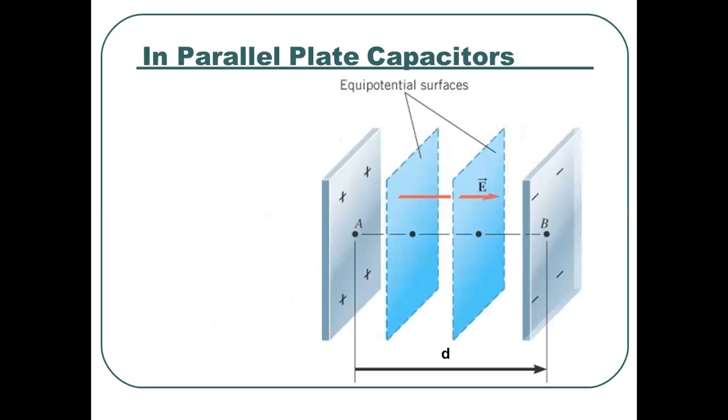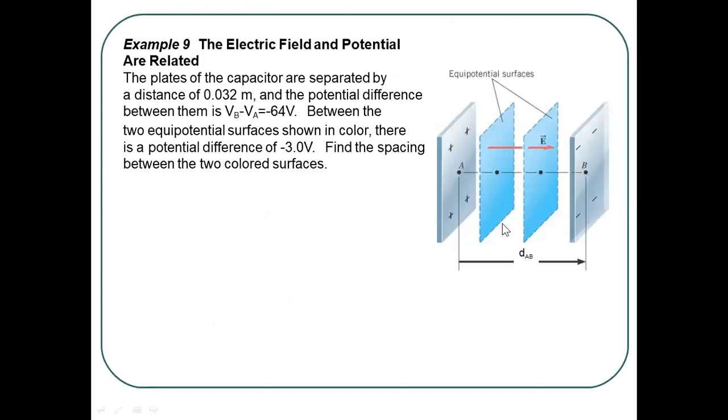Okay, so we have your electric potential in parallel plate capacitors. The average electric field would be equal to your negative voltage all over the distance between the plates. Okay. The electric field and potential are related. The plates of the capacitor are separated by a distance of 0.032 meters, and the potential difference between them is VB minus VA, equal to negative 64 volts.